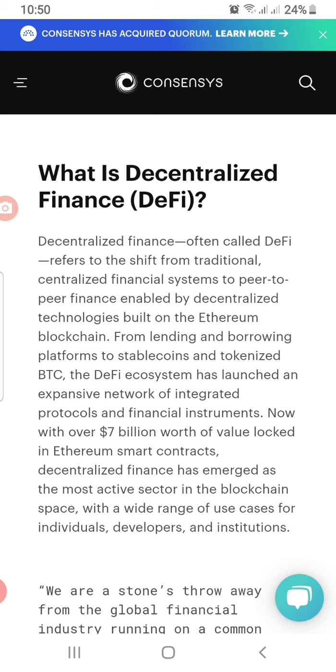Decentralized finance, also called DeFi, refers to the shift from traditional centralized financial systems to peer-to-peer finance enabled by decentralized technologies built on the Ethereum blockchain. Right now, there's over $7 billion worth of value locked in Ethereum smart contracts. With decentralized finance, anybody who has funds and wants to make money can decide to invest in the liquidity pool and make money from that pool based on the fees being generated.